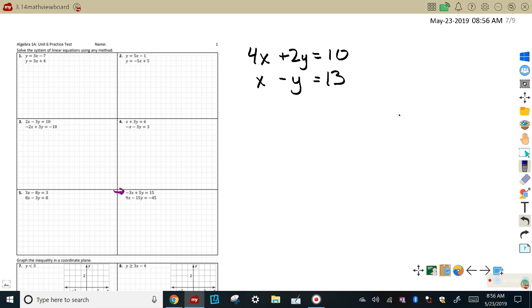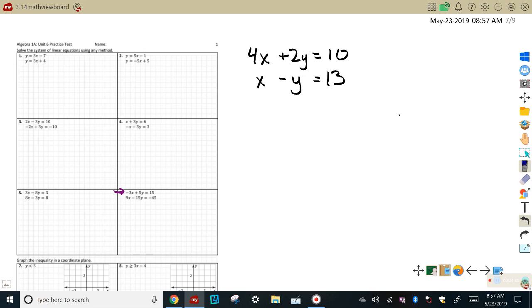I don't have any opposites right away. Okay, which ones would you guys like to just get rid of first then? The x's or the y's? It doesn't really matter. Maybe one way would be slightly easier, but not necessarily. For one person, it might be easier the other way. Which one would you guys like to get rid of, the x's or the y's?